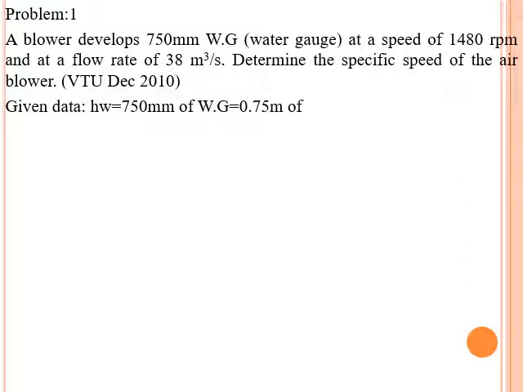First of all, you write the given data here. The head HW is 750 millimeter of water gauge, which we can write in meters as 0.75 meter of water. The speed N is equal to 1480 rpm. The discharge is given as 38 meter cube per second. Now you have to find out the specific speed of the air blower.